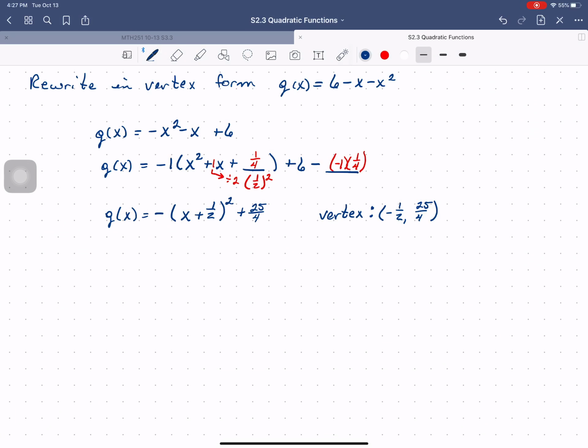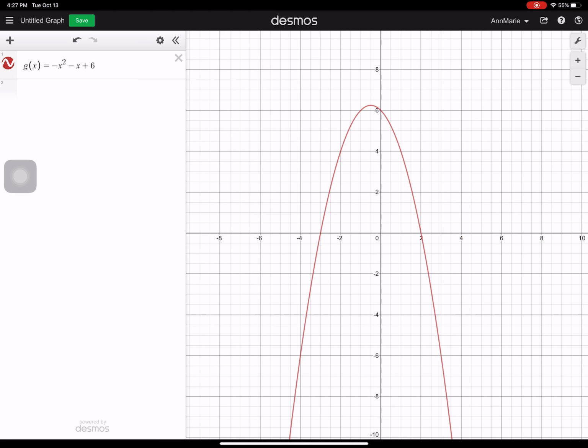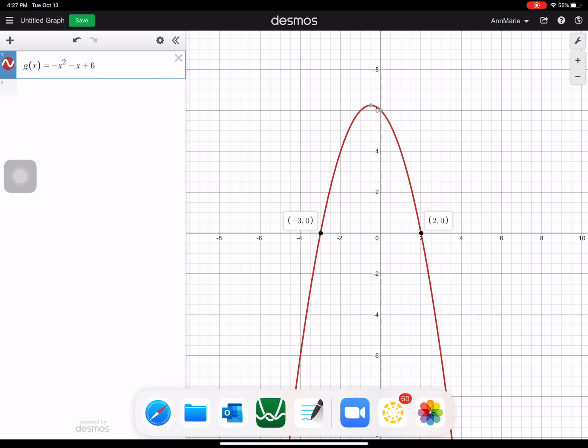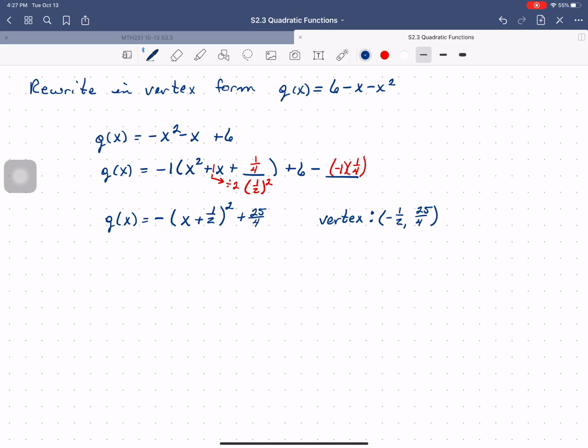Now, I told you that this form would also be handy for finding x-intercepts. So let's do that. These two are pretty easy to find. And if we wanted to, we could factor that and find them. But let's do this in the next video. So I'll come back in a sec.